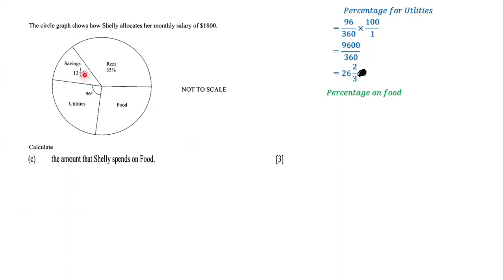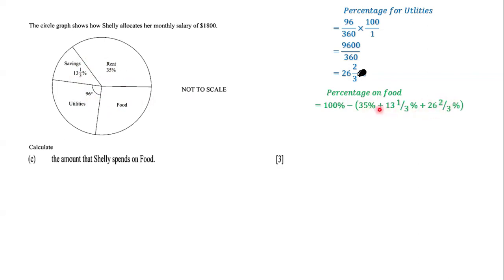So we know what the percentage for savings is, that's 13 1/3%. We know what the percentage is for rent, and now we know what is the percentage for utilities. Now we know that all of them added together in terms of their percentage is 100%. So this is 13 1/3%, this is 35%, and utilities is 26 and 2 over 3%. So in order for us to figure out the percentage of food, we have to add all of the percentages, 35%, 13 1/3%, 26 and 2 over 3%. We add them all up.